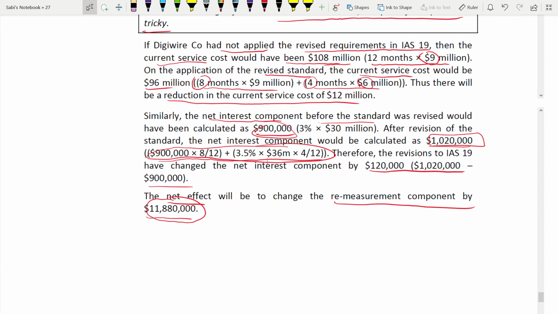So then if we change the remeasurement component, you have to change the remeasurement component. Here it reduced by 12 million. Here it has increased by 120,000. So 12 minus 0.12. Hence this is the change. It reduced by 12 million, it increased by 0.12. That means the remeasurement component you have to change by 11.88 million. Okay.